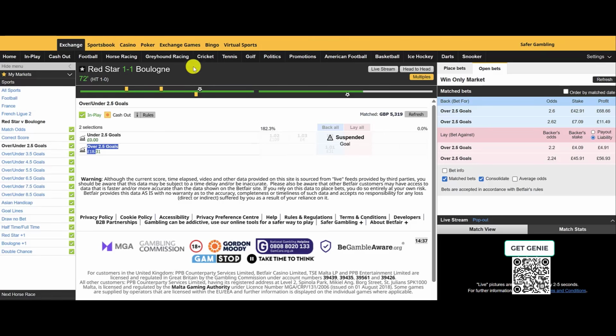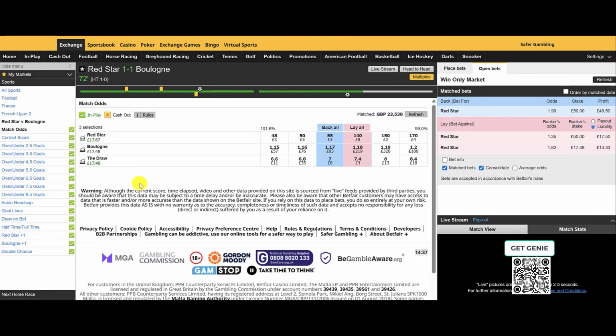So let me just check on this. So you can see the red. You can see the match odds market. It is as it is now. Now remember, we initially went in. We backed Red Star. Red Star took the lead around 31 minutes, and we were looking good.